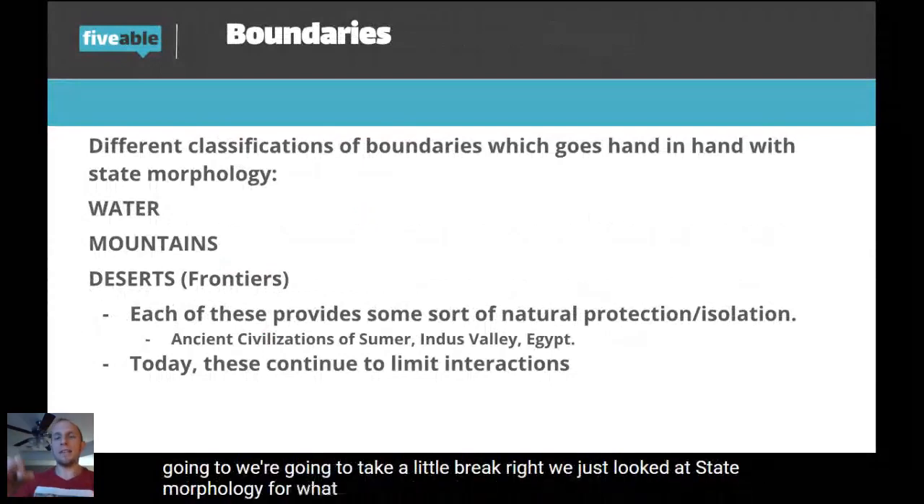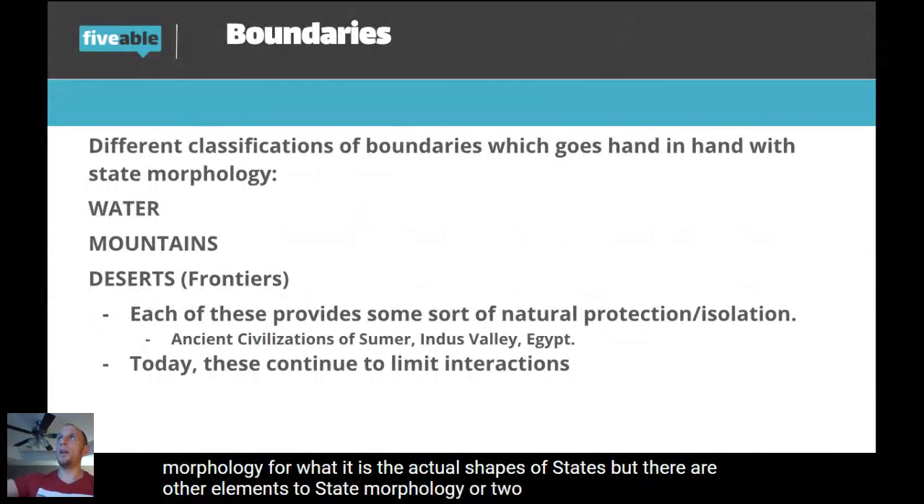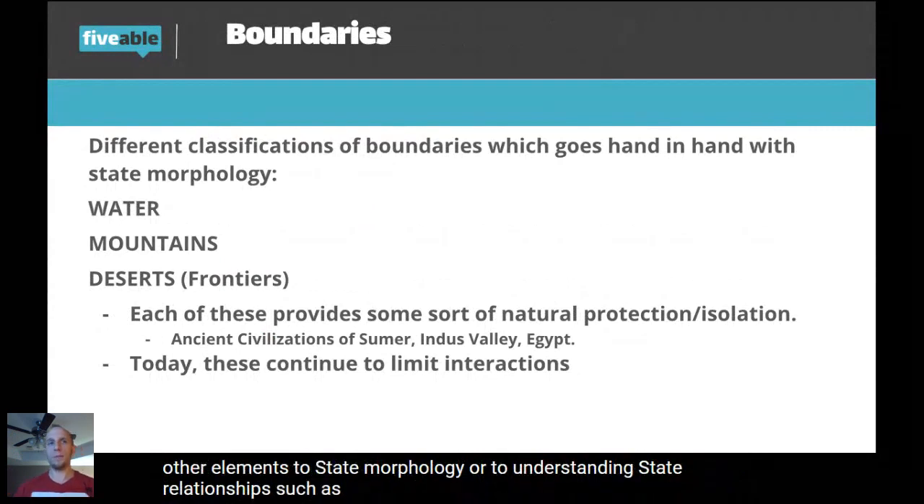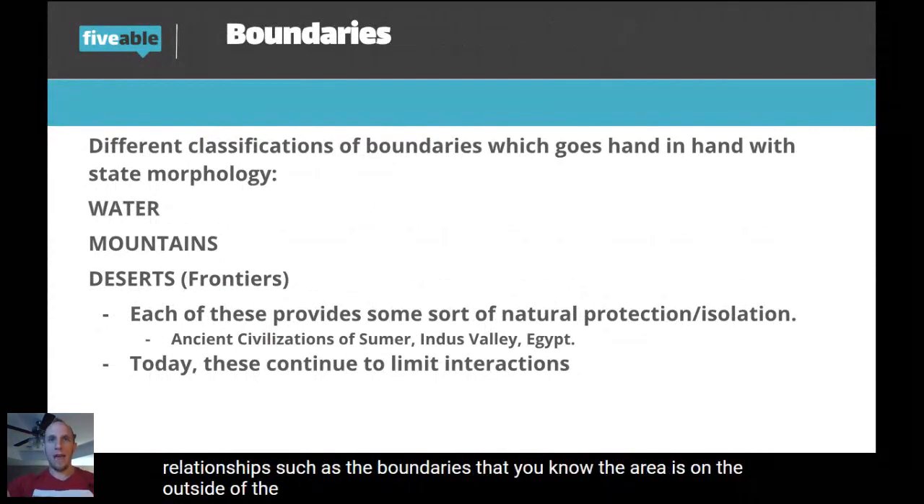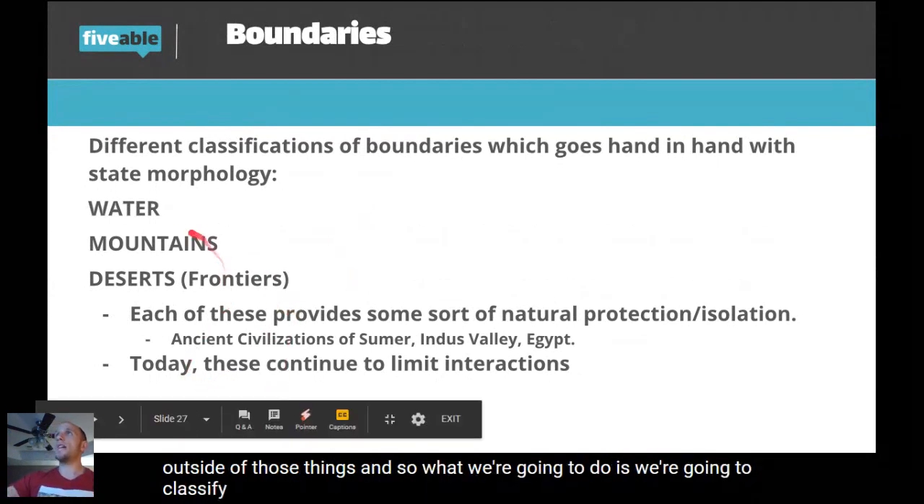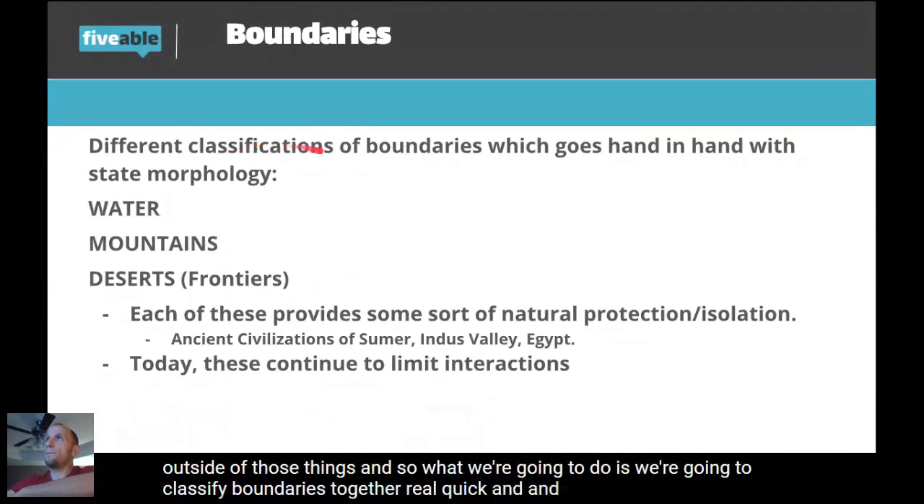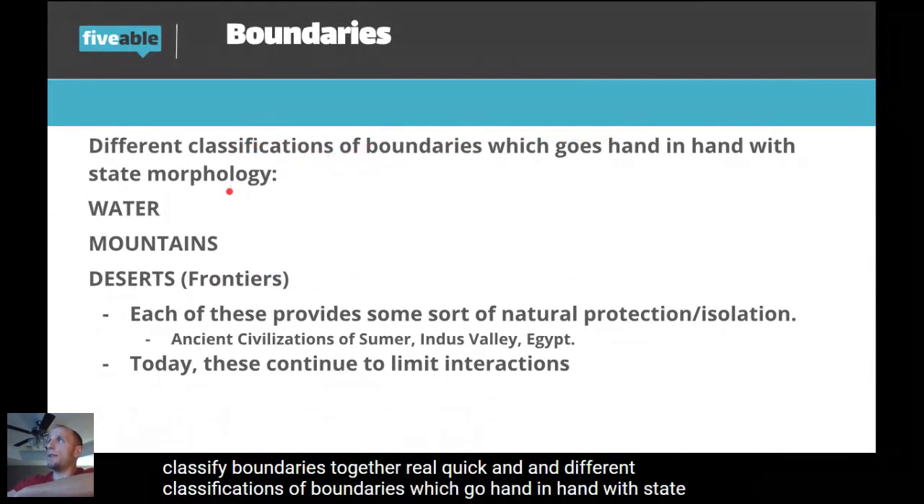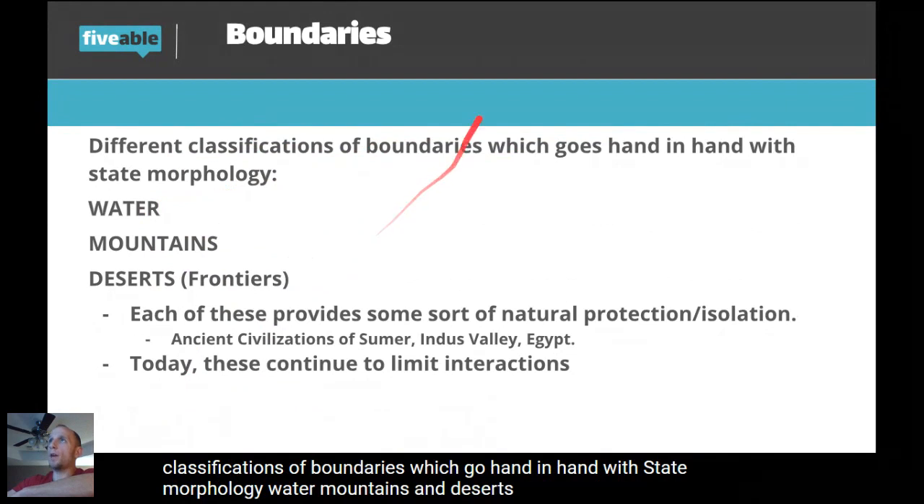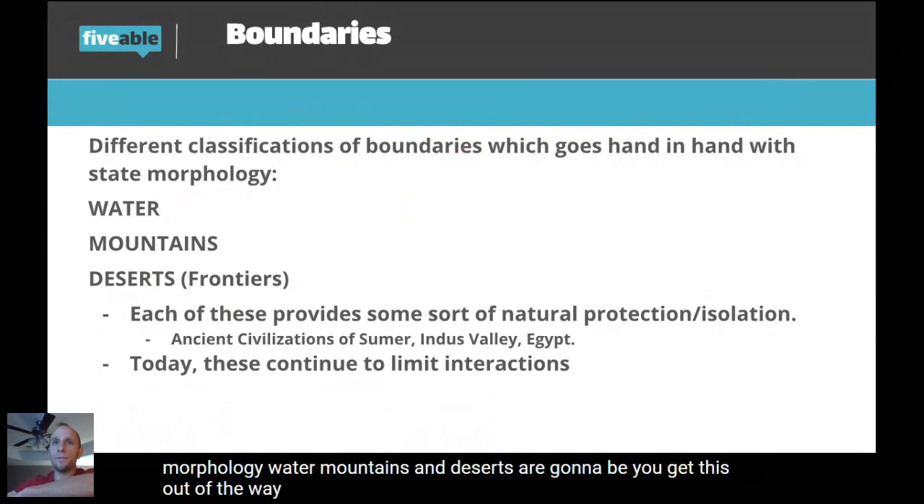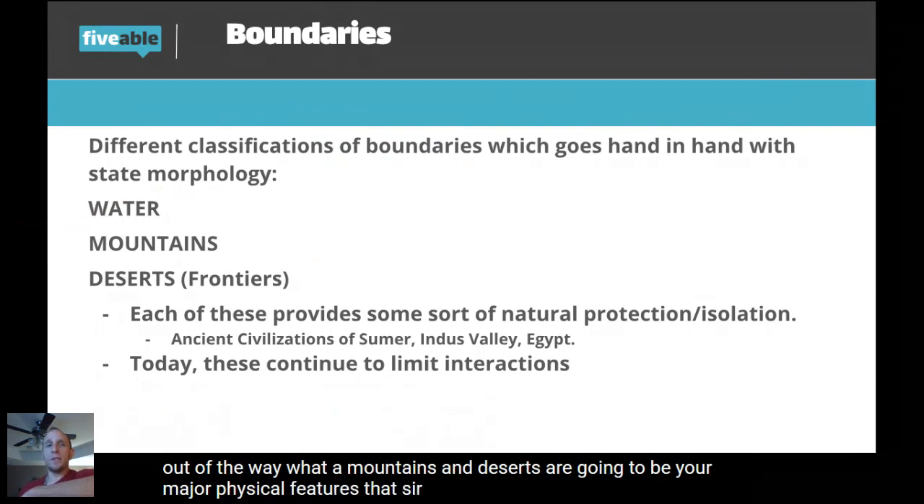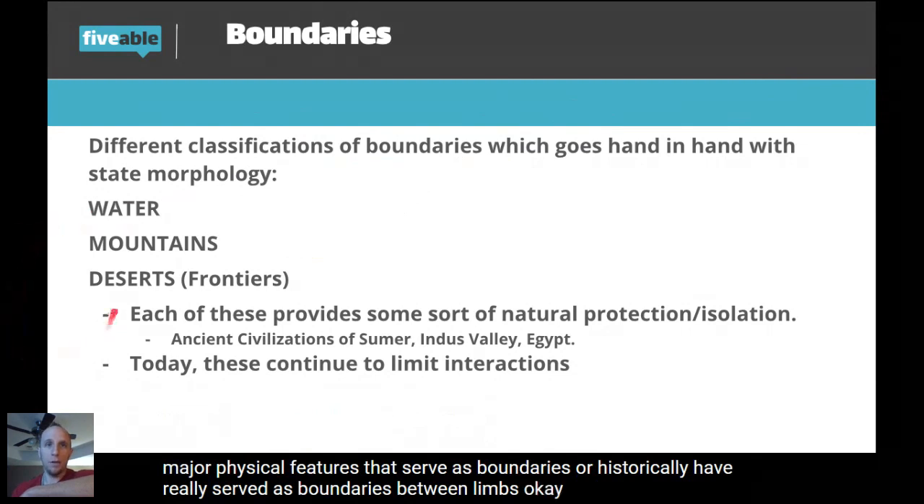All right, we just looked at state morphology for what it is, the actual shapes of states. But there are other elements to state morphology or to understanding state relationships, such as the boundaries, the areas on the outside of those states. And so what we're going to do is classify boundaries together real quick. And different classifications of boundaries go hand in hand with state morphology. Water, mountains, and deserts are going to be your major physical features that serve as boundaries or historically have really served as boundaries between lands, okay?